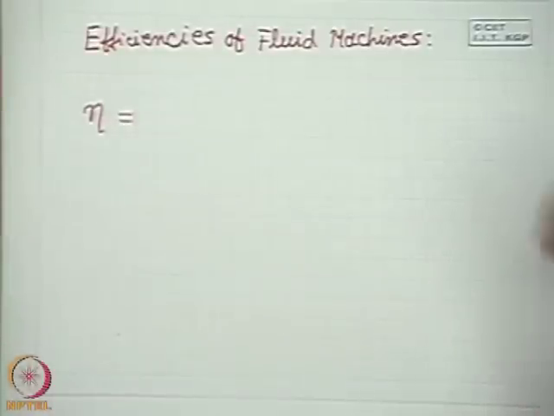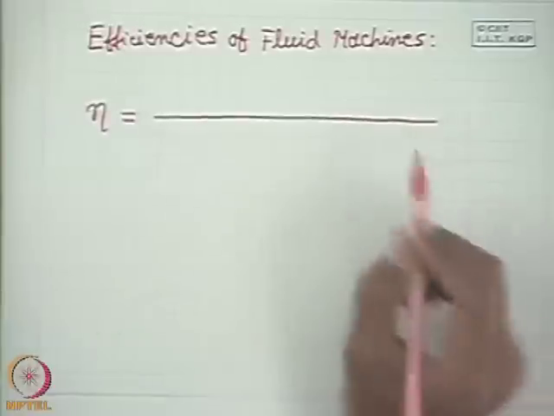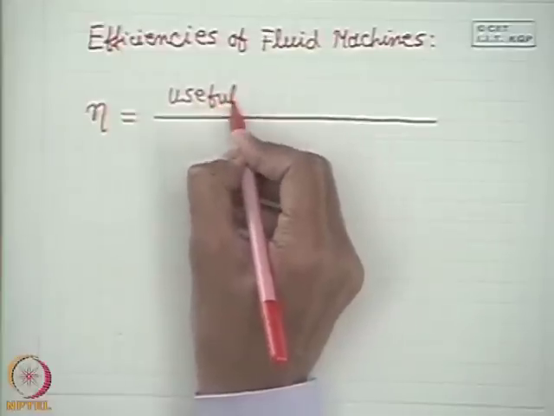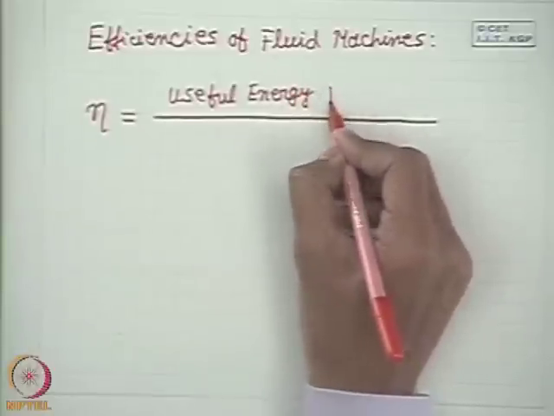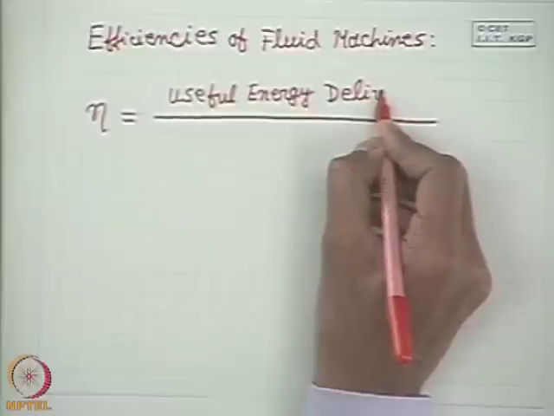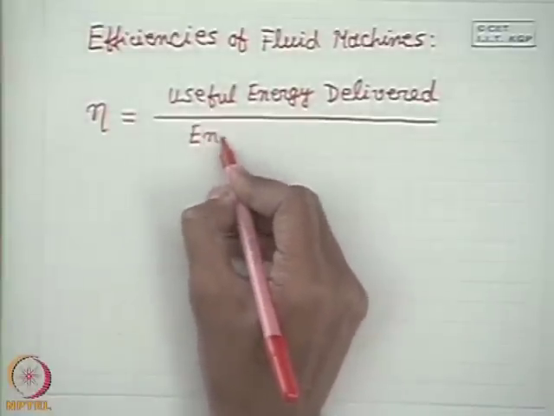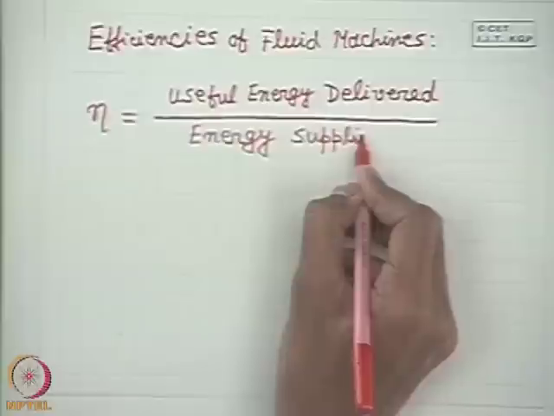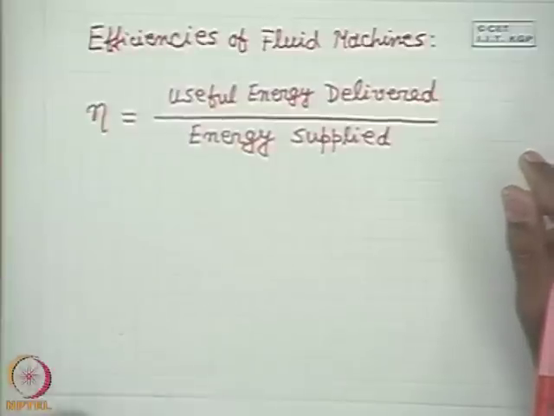As you know, the efficiency of any system is defined as its output to input. Similarly, for a fluid machine, the efficiency is defined in a generalized sense as the useful energy delivered, that is the output energy, divided by the energy supplied. So this is the basic definition of the efficiency of a fluid machine: the useful energy delivered divided by the energy supplied.